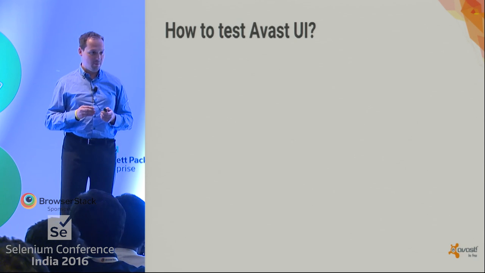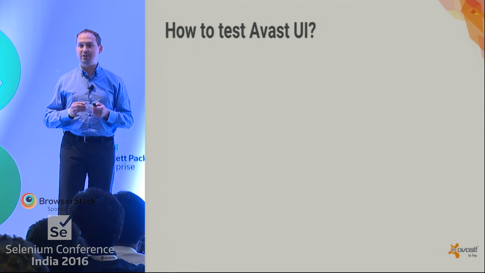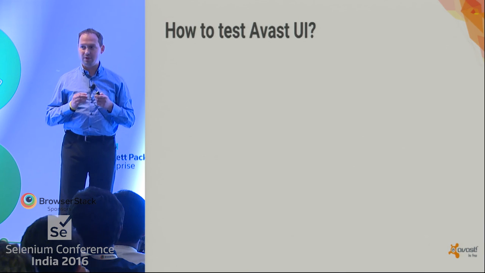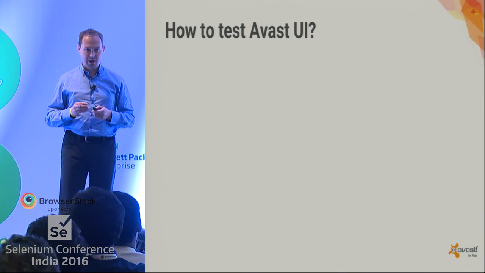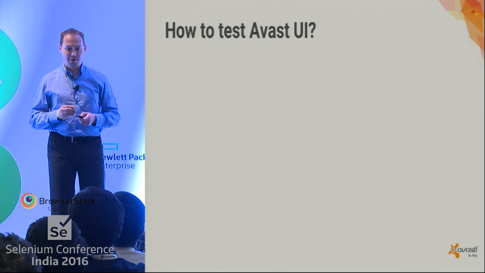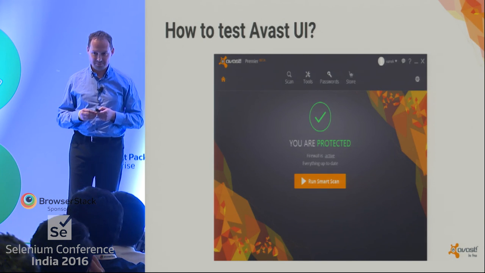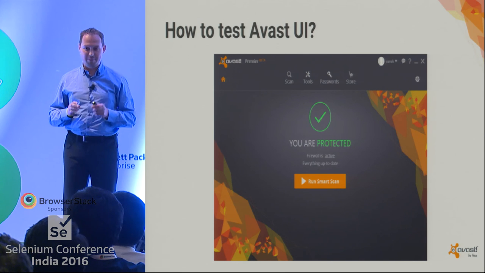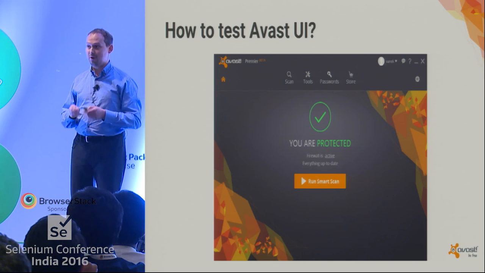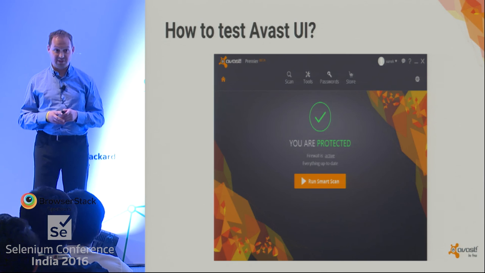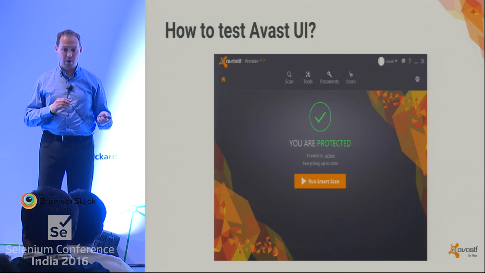The question we were asking when we were trying to test our Windows Avast antivirus was how to write checks for the Avast UI. It looks like this. It's a desktop application. A Windows desktop application is not a browser. So we were asking, what can we do? We tried to automate it with AutoIt, and didn't succeed.